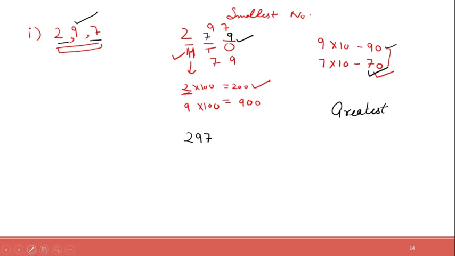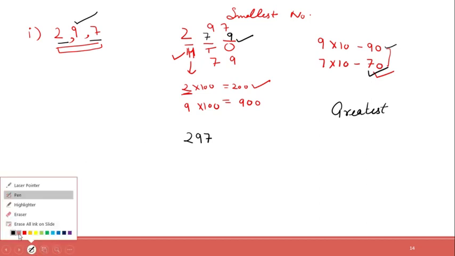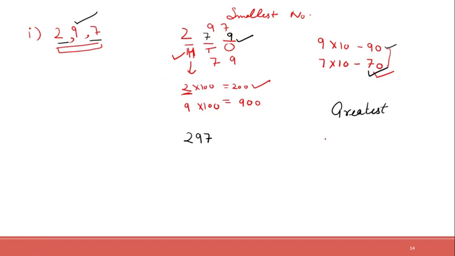Now comes the greatest. For the greatest number, we will try to place the higher digit at the hundreds place so that we can multiply it with 100 as we have done here. See, we have three digits. We have to multiply one with 100, then one with 10, and then one with 1 only, right? This is what we have studied earlier. So what do you think? To make it greatest, what do we have to multiply with?